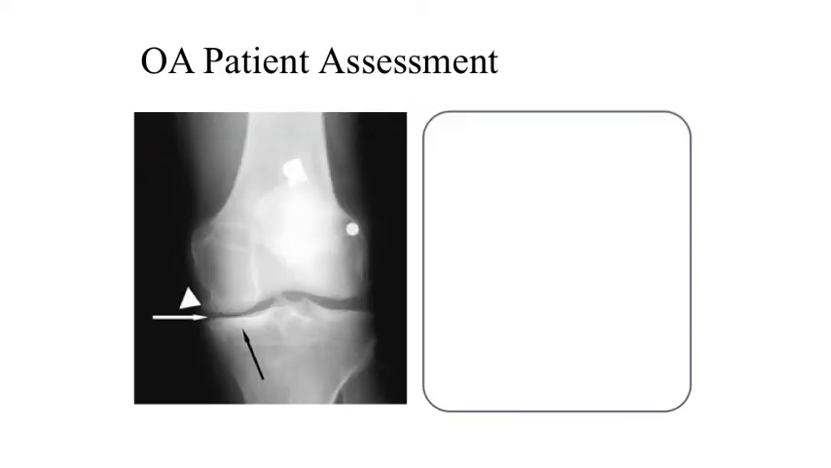Patient assessment for the presence of OA primarily involves findings on X-ray. Common observations with a joint X-ray would include joint space narrowing, which is indicated by the white arrow, osteophytes, which is indicated by the white triangle, subchondral bone thickening, which is indicated by the black arrow, and subchondral cysts, which is indicated by the white dot. You may also see some joint misalignment as well.